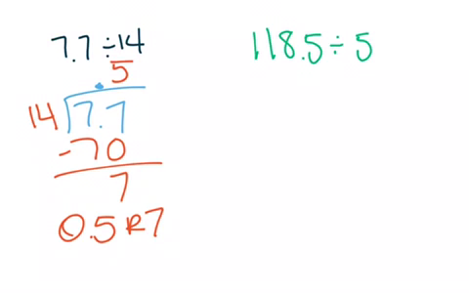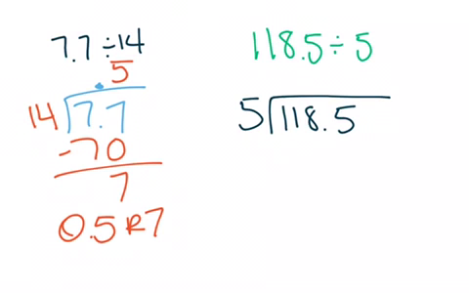Okay, so another one here. We have 118.5 divided by 5. So let's set this problem up. So 5 is our divisor, and 118.5. So we set it up correctly. Line up our decimal points so they're right above each other. Okay. How many times can 5 go into 118, guys? So 5 can go into 118 23 whole times.